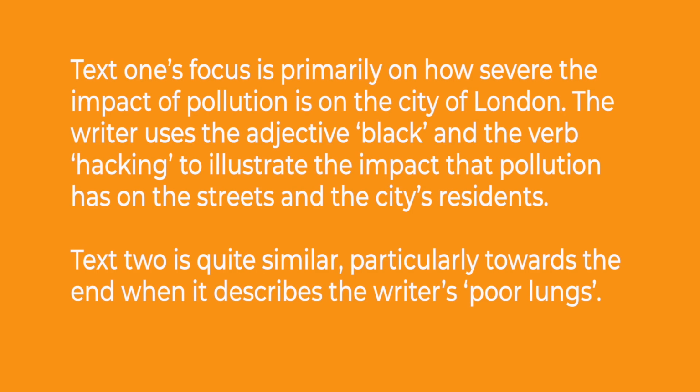So here goes. Text 1's focus is primarily on how severe the impact of pollution is on the City of London. The writer uses the adjective black and the verb hacking to illustrate the impact that pollution has on the streets and the city's residents. Text 2 is quite similar, particularly towards the end when it describes the writer's poor lungs. Now, there are different ways of weighing up key points between different texts.